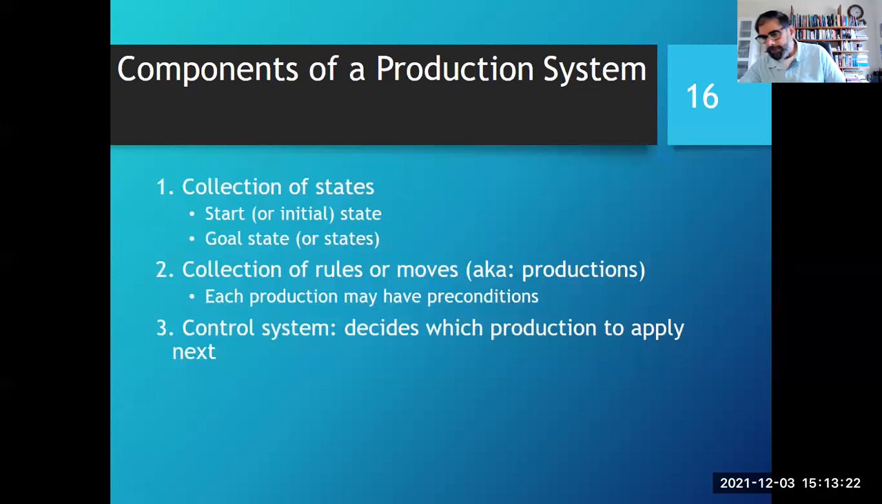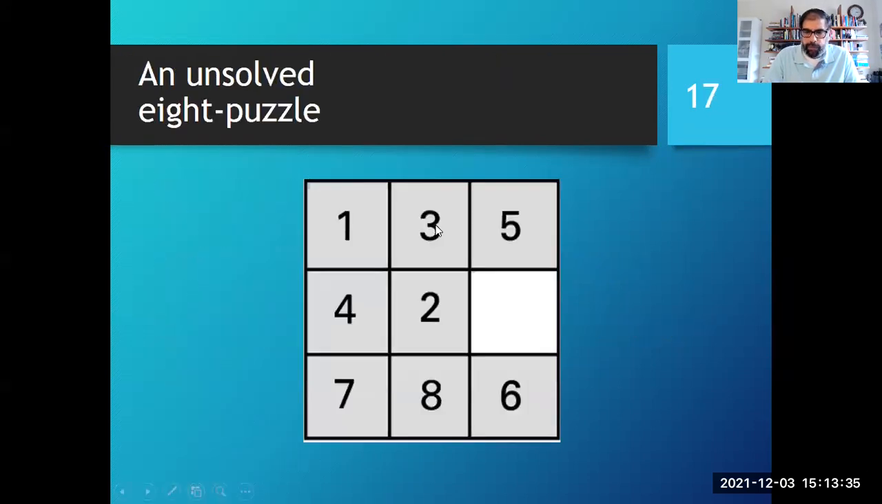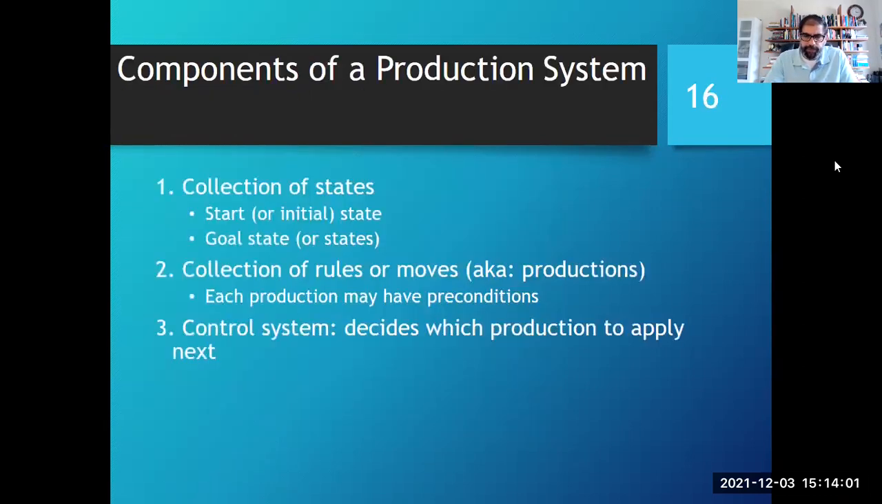All this will become more clear if we look at an example of a chess game, or maybe some other game. Let me give you an example. Okay, so this example is the 8 puzzle that we saw before. Now this is a production system. Why is it a production system? Because it's a typical way an artificial intelligence system tries to solve problems, right? So let's see whether we can identify the 3 components from the previous slide. In this example, the 3 components are the collection of states, the collection of rules, and the control system.